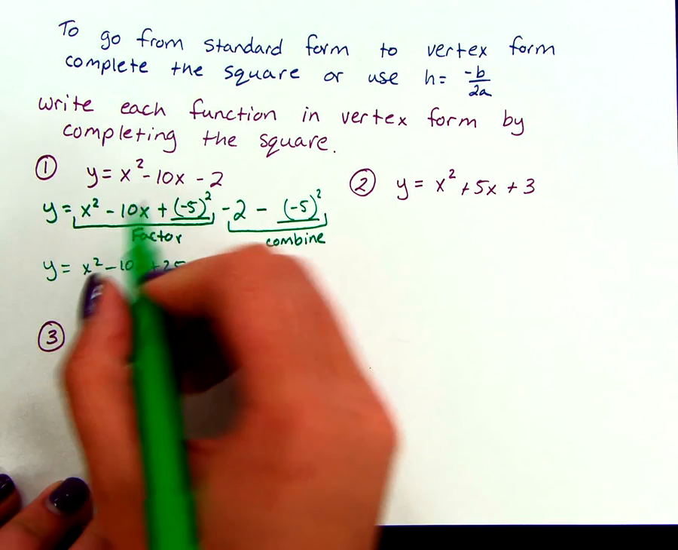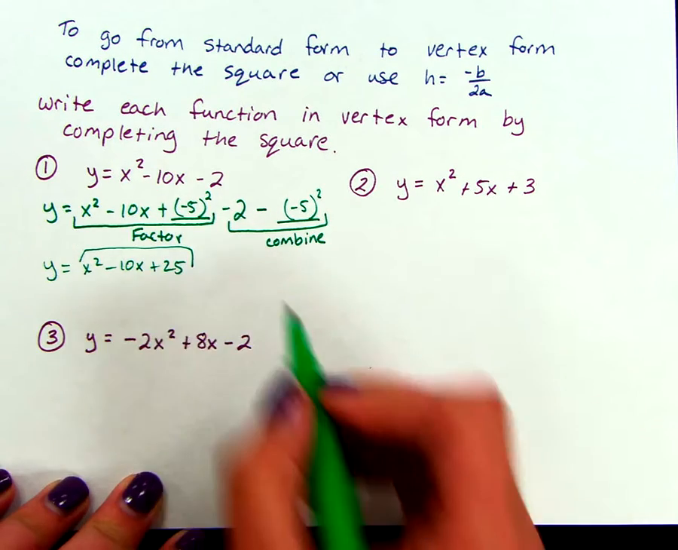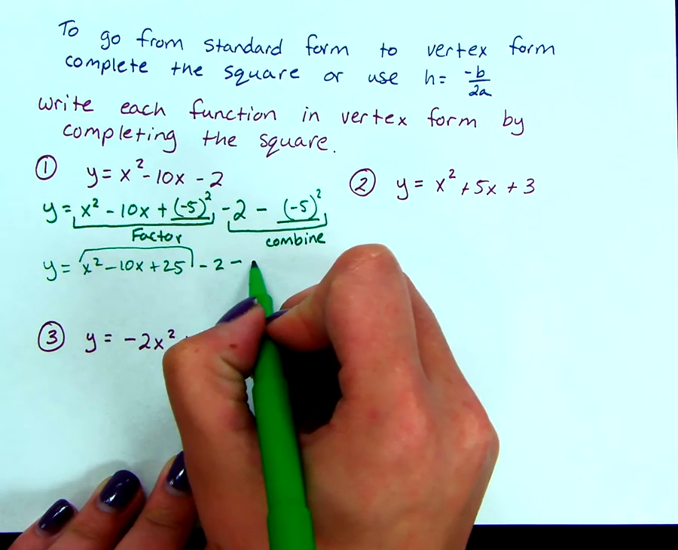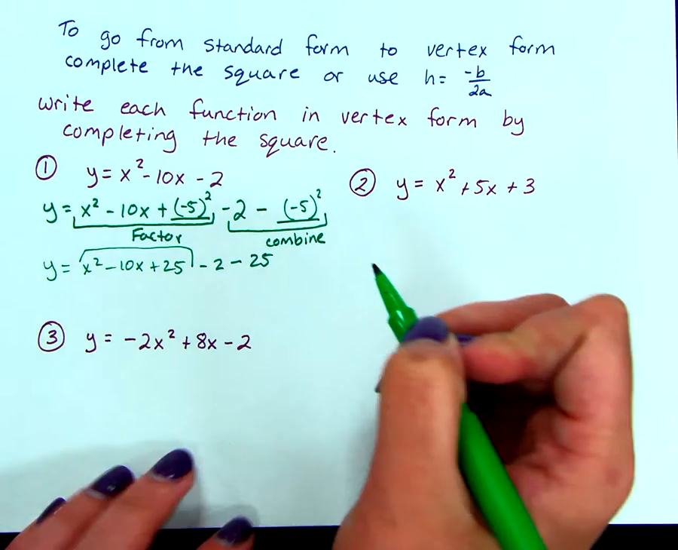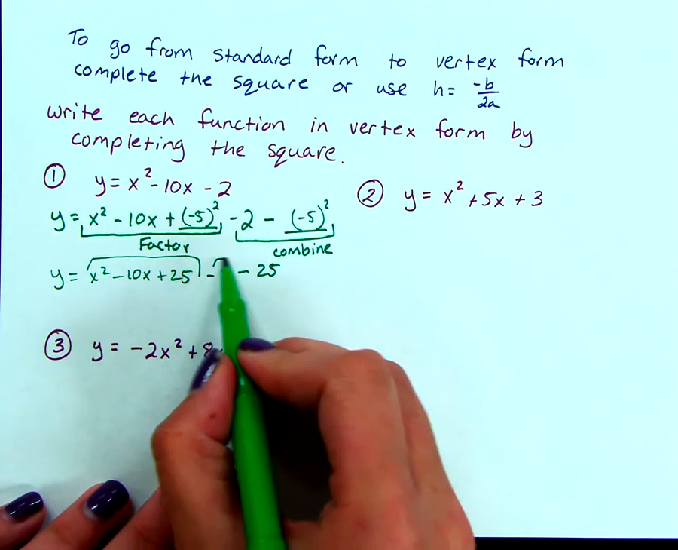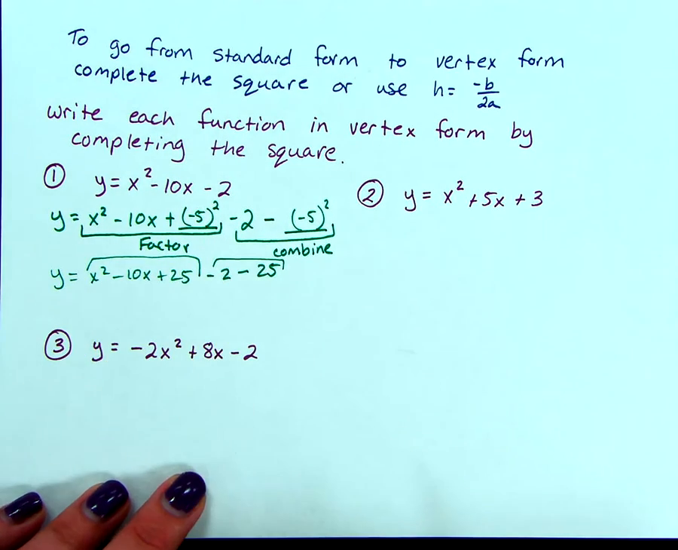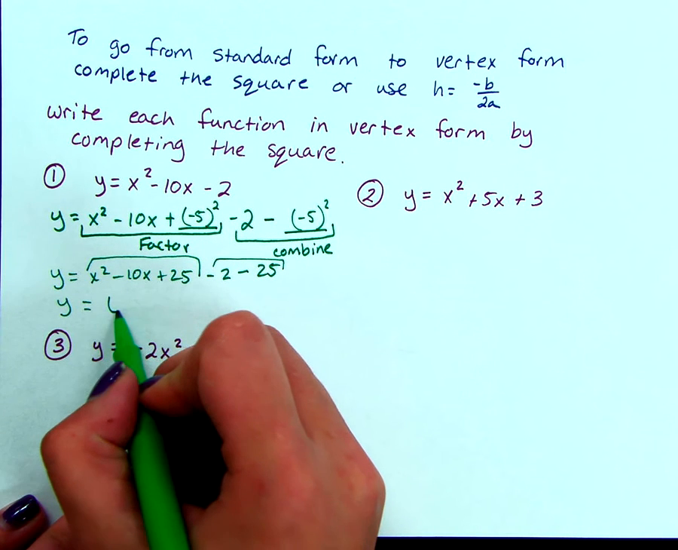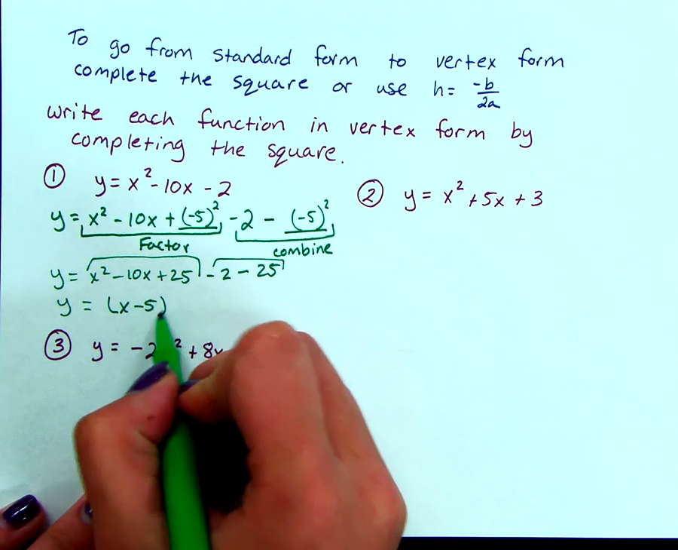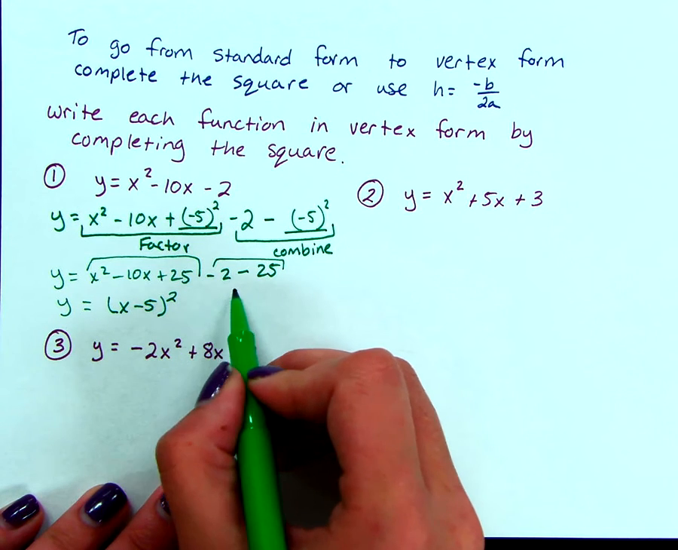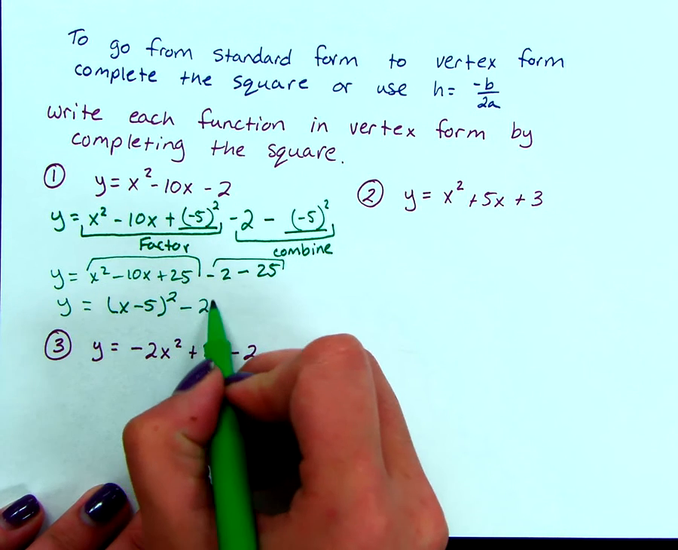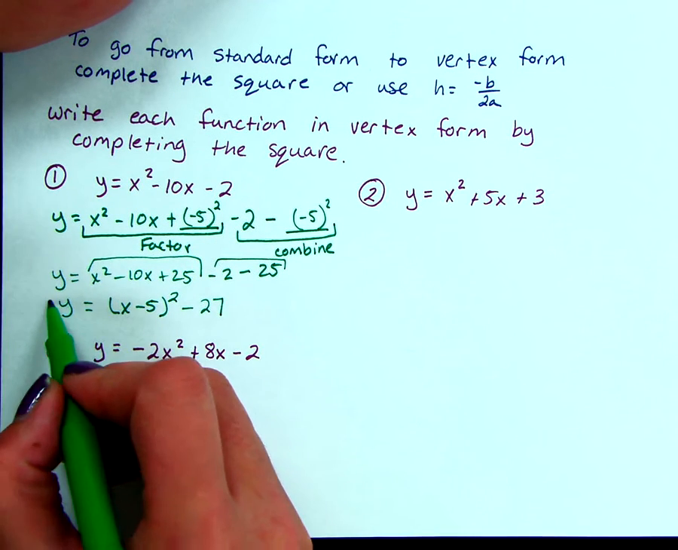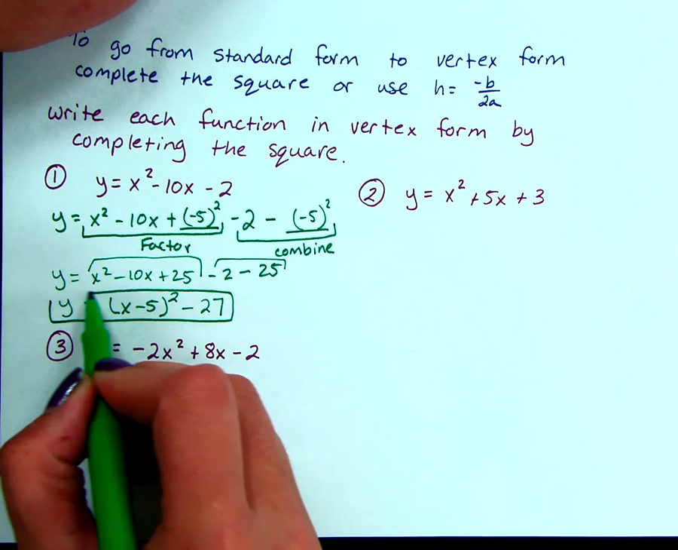Okay, so again, we are still going to factor this part. And then we have minus 2 minus 25. And we are going to combine the last two numbers. So the first 3 terms will factor into x minus 5 squared. And then negative 2 minus 25 is negative 27. So now my problem is in vertex form. So this would be the final answer.